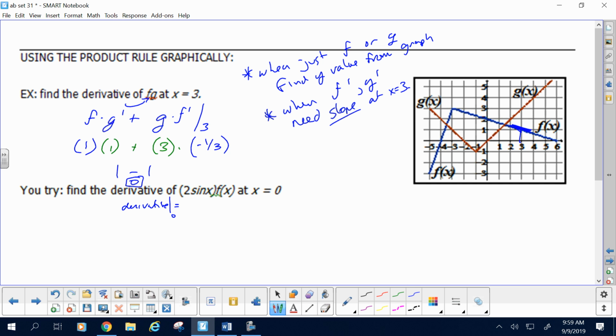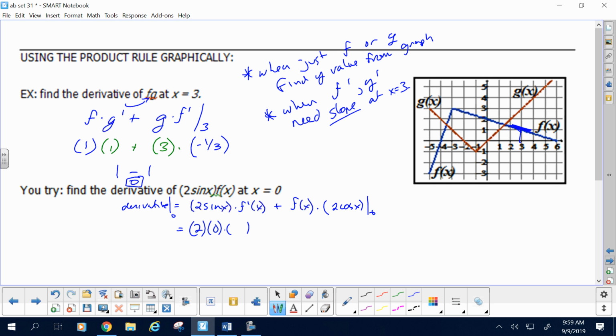Right? Okay, let's first show the derivative. First stays the same means 2 sine of x. Derivative of the second is f prime of x plus second stays the same is f of x times the derivative of the first is 2 cosine of x. And then I'm going to evaluate that at 0. So 2 sine of 0. What is sine of 0? 0. That right away tells me I could probably just call that 0.